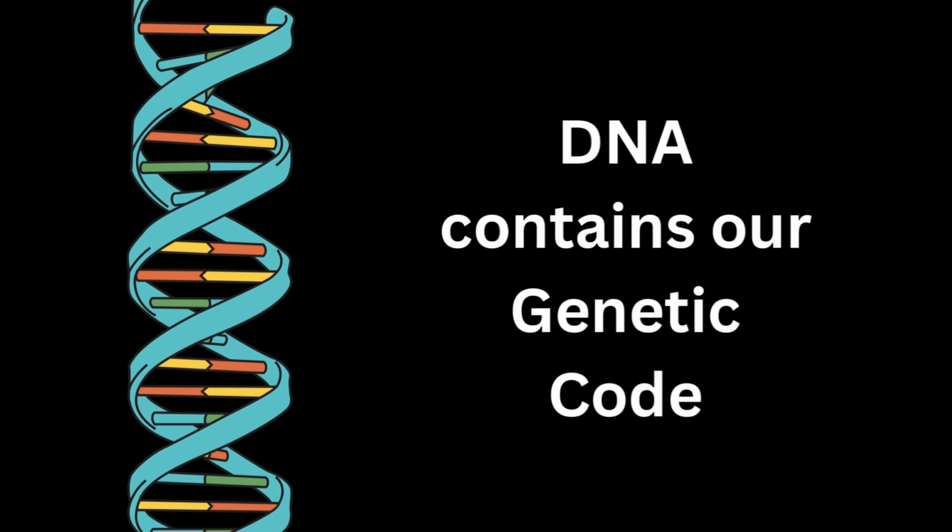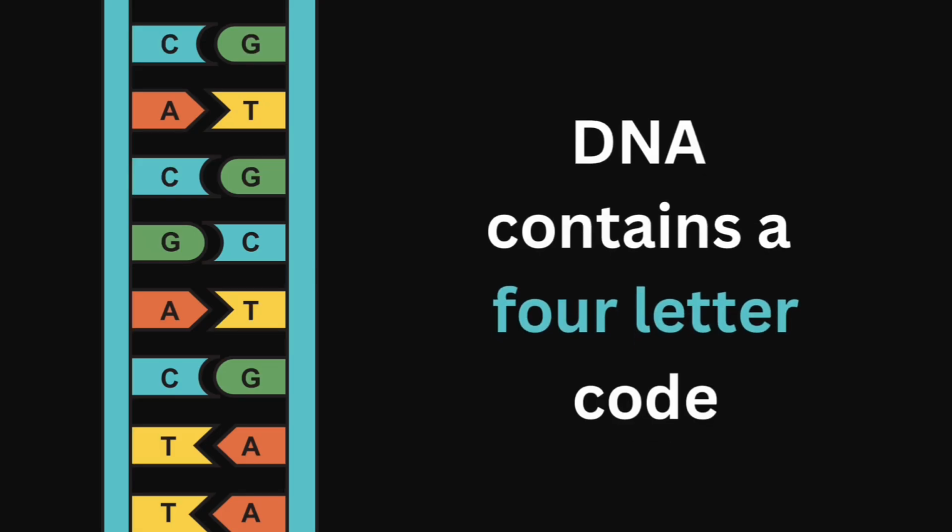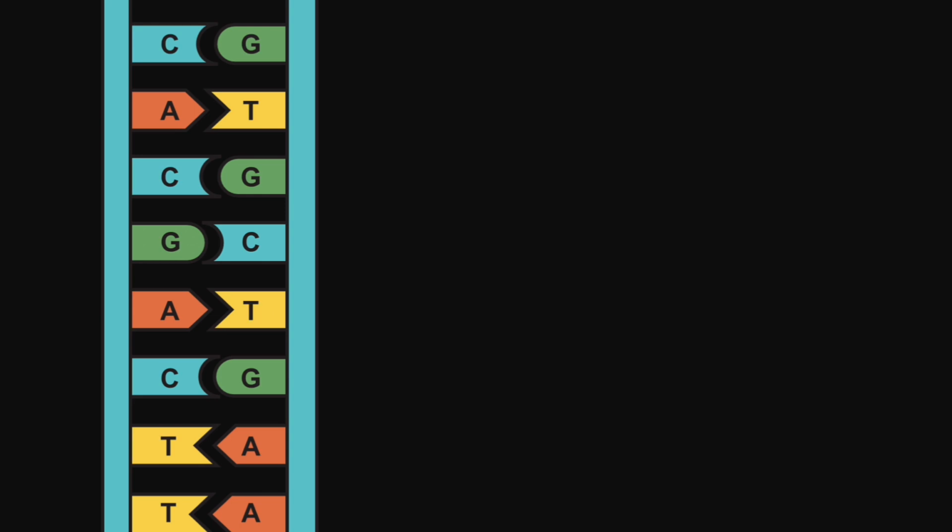You may know that your DNA actually contains a secret code for making you, and that code is called our genetic code. If we zoom in on a section of DNA, you can see it looks a bit like a ladder, and the rungs of the ladder are made up of 4 different letters, C, G, A, and T, and it's the order of these letters that's important because this is what makes up the code.